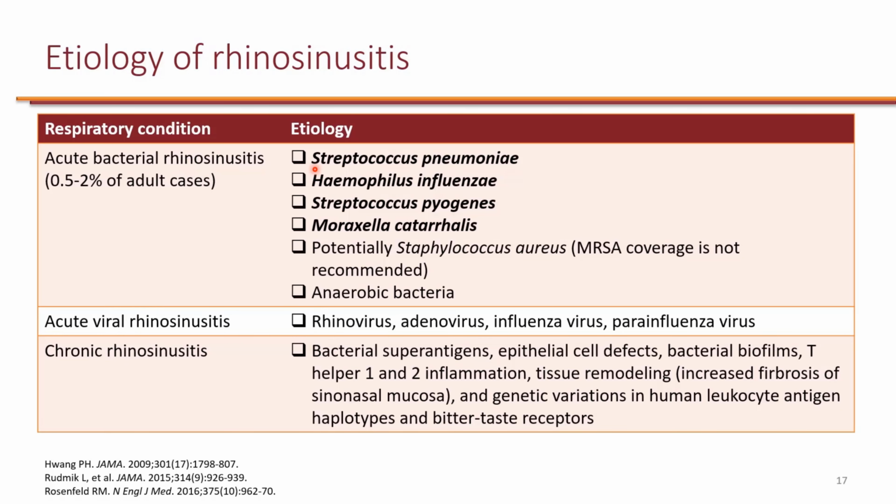So then, the top of the list is Streptococcus pneumoniae. There's also Haemophilus influenzae, Streptococcus pyogenes, and Moraxella catarrhalis. So if we are to treat acute bacterial rhinosinusitis, these are the 4 organisms that we want to target. So we want to make sure we have agents that work well against these.